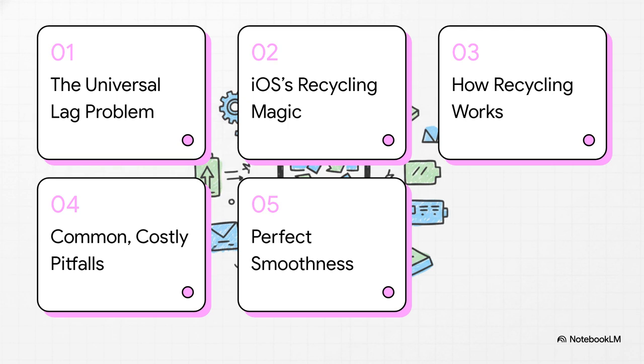So here's how we're going to break it down. First, we'll look at why that lag even happens. Then we'll dive into iOS's incredibly clever solution. It's recycling magic. We'll walk through the mechanics, expose the common and sometimes costly pitfalls that trip up even seasoned developers. And finally, I'll give you a checklist to get that perfect smoothness every single time.